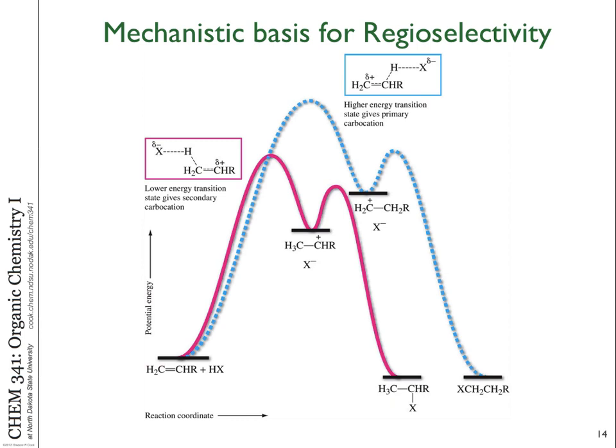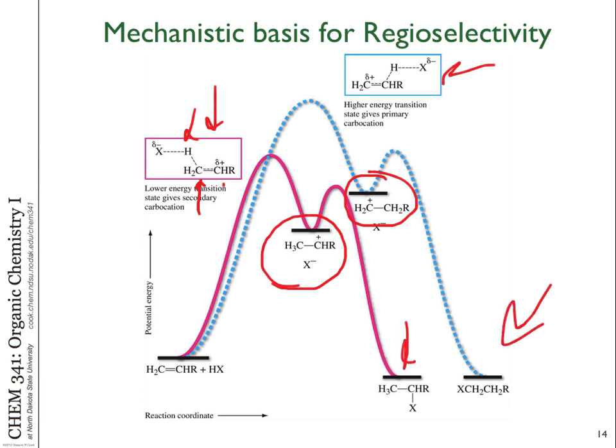So if we have two possibilities, such as in this case, it's easier to form the more substituted carbocation. It's a higher energy process in this blue case to form the less substituted primary carbocation. So in this first step, the hydrogen is adding to the carbon with the more hydrogens, leaving the carbocation on the carbon with the fewer hydrogens, or the more substituted carbocation. So Markovnikov's description was based on where the hydrogen, the proton, ended up.